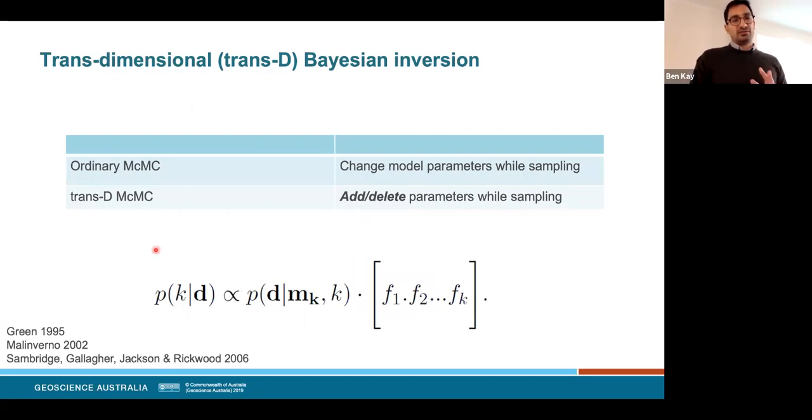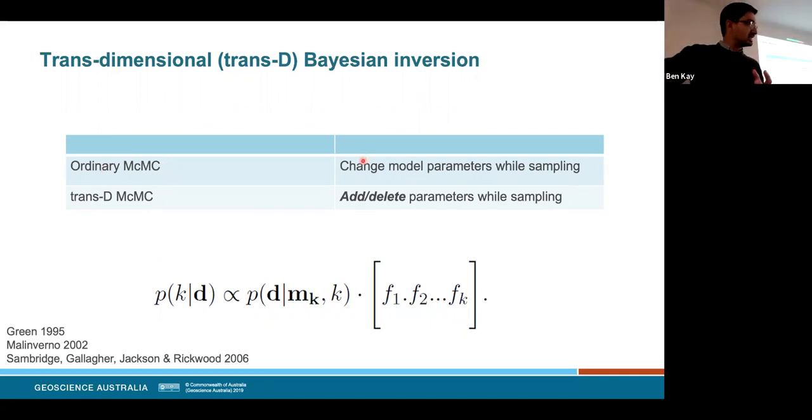So a lot of you might have heard of transdimensional Bayesian inversion. Maybe you haven't, but that's okay. Most of you have heard of Markov chain Monte Carlo. So it's a way to sample a model space. If you've got, say, 10 parameters in the Earth, you've divided the Earth into 10 layers, you want to find the velocities, the seismic velocities if you're doing a tomography problem, in each layer. If you're doing a magnetotelluric problem, you want to find the resistivities in each of the 10 layers. So that's ordinary Markov chain Monte Carlo.